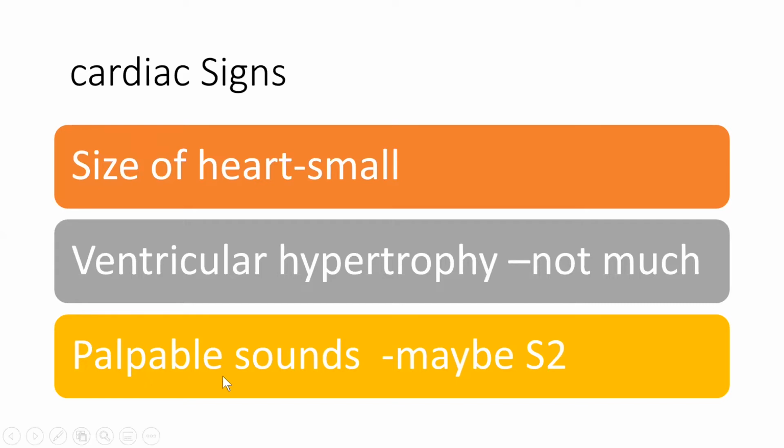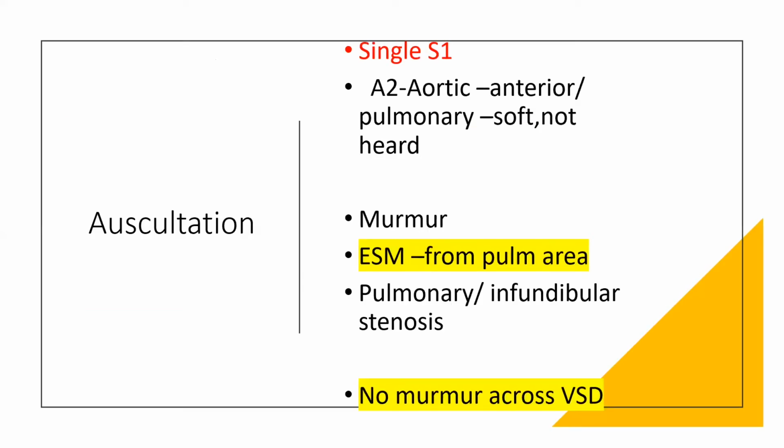If at all there may be a sound which is palpable, it may be the loud S2. Otherwise, though we say ventricular hypertrophy, it's not much. You don't get a good parasternal heave just because you have right ventricular hypertrophy. So it's a very unimpressive inspection and palpation that you get in a tetralogy of Fallot. Hardly any findings, nothing to write home about. Now, the most important features come from your auscultation.